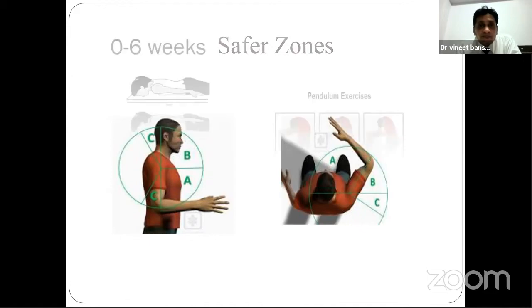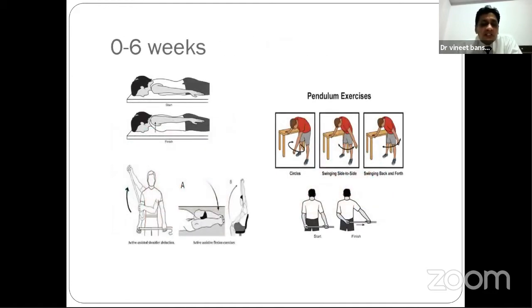So he understood. In the first 0 to 6 weeks, we started with some gentle passive range of motion exercises. In this phase we focus on passive and assisted exercises. We taught him pendulum exercises, standing slightly bent, moving his arm gently around clockwise, anti-clockwise, forward, backwards, and swinging back and forth. This helped him reduce his pain as well as his swelling.